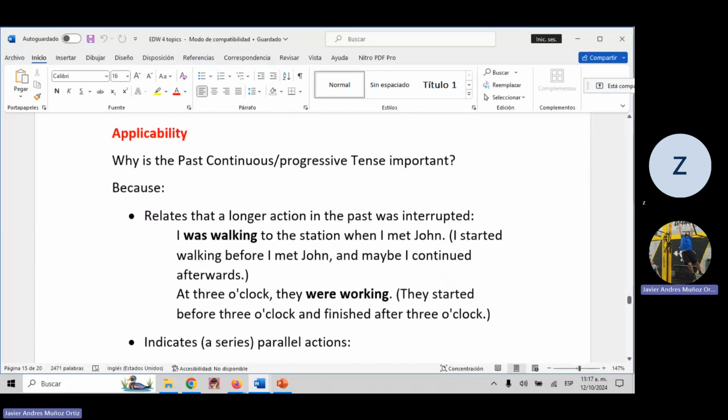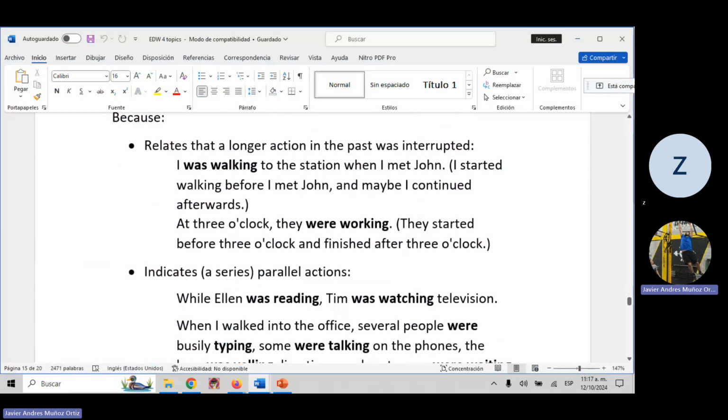We also said the past continuous tense is important because, or we use it more precisely, to mention that there are activities, long activities, that are interrupted by other activities.